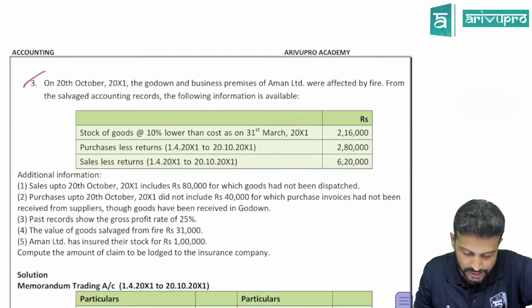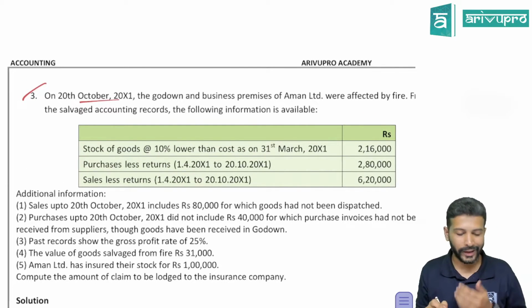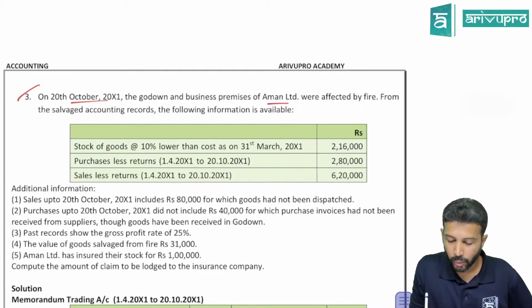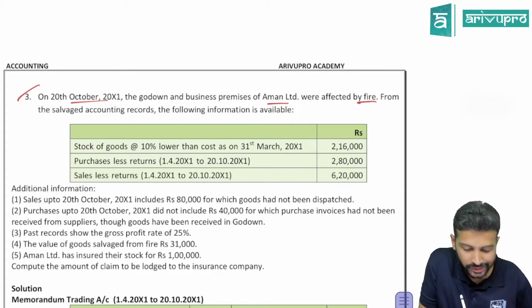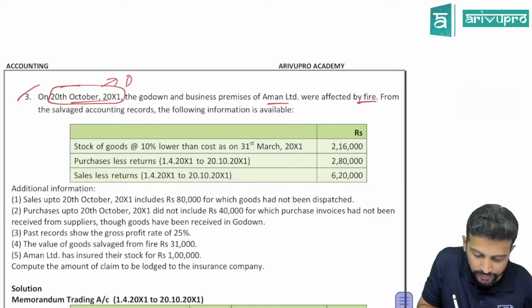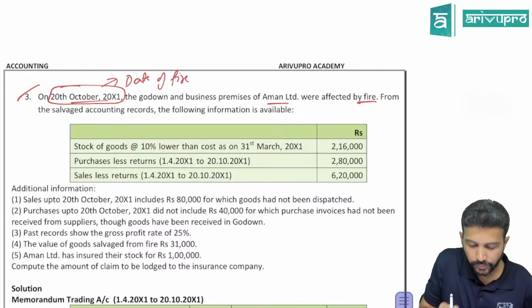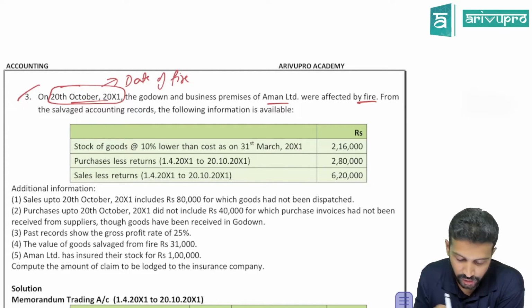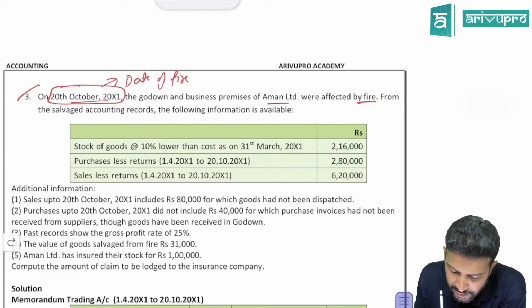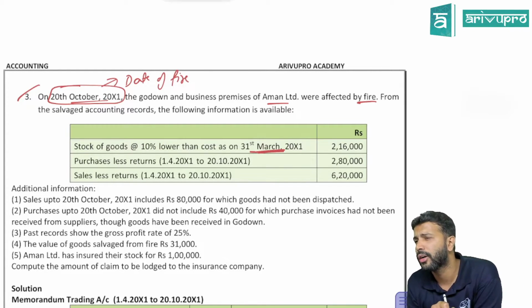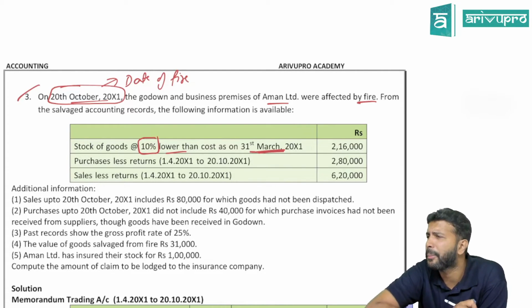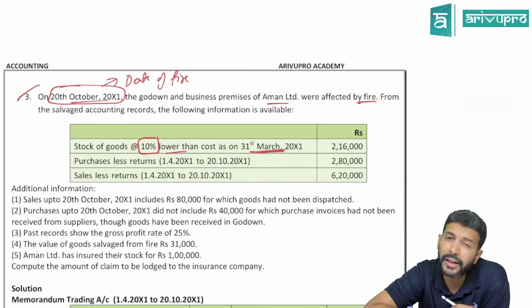Question number 3 now. Let's get started with this. On 20th October 20x1, the godown and the business premises of Aman Limited were affected by fire. So this is the date of fire. From the salvaged accounting records, the following information is available. Stock of goods at 10% lower than the cost as on 31st March 20x1. So have they valued the stock properly or unnecessarily 10% less? They valued at 10% less.